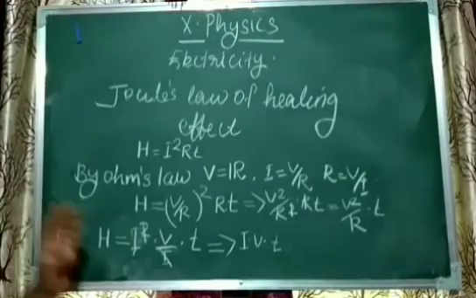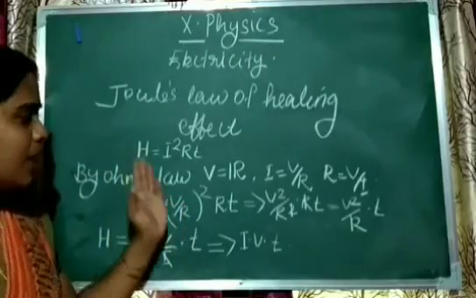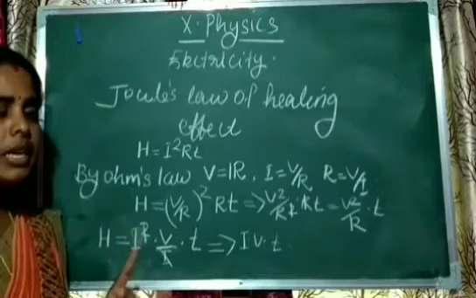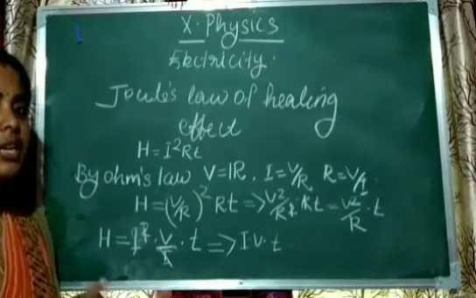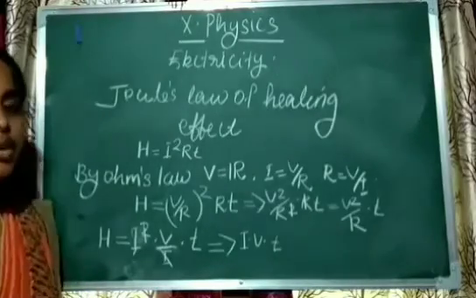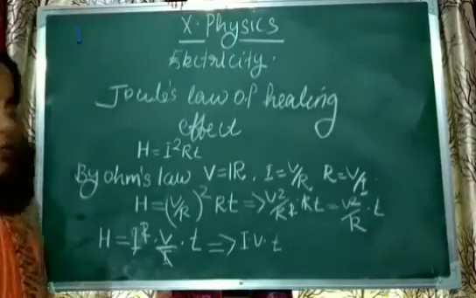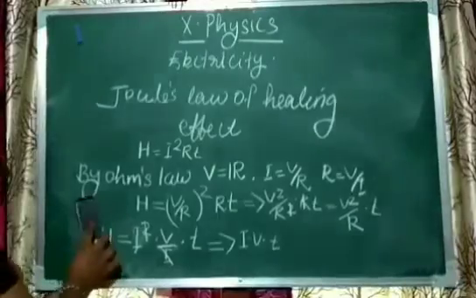So to solve the problem based on the given data, you can use any of these equations. First equation we studied, H is equal to I square RT. Second equation, H is equal to V square by R into T. And third equation, H is equal to VIT. So all these expressions you can use to solve the numericals.